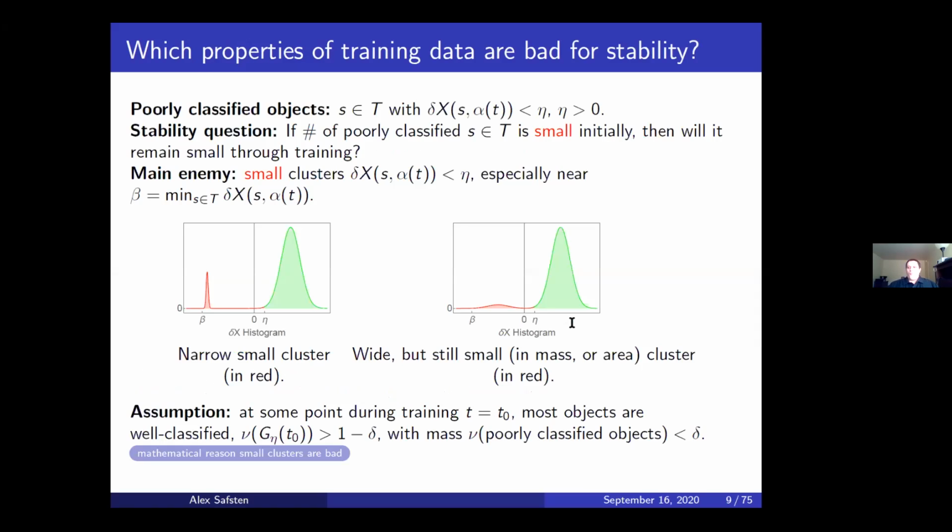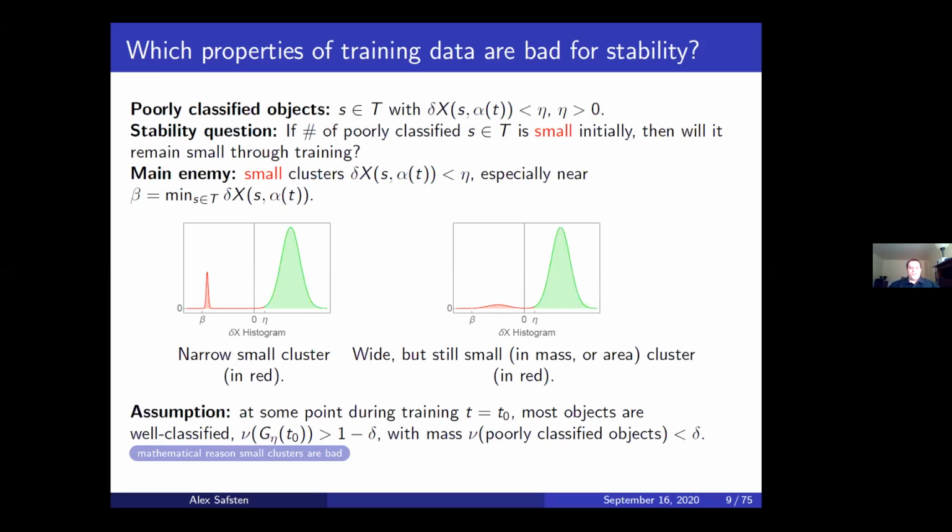So now we can explore what properties lead to bad stability or lead to instability, and then we can rule those properties out, and then we have stability. So we'll use the term poorly classified objects to mean those objects that have delta X less than eta. So our main question of stability is if we start with some small number of poorly classified objects, then will that number remain small as we train? And the main enemy here will be small clusters of delta X values that are less than eta, especially those near what we'll call beta, the minimum delta X value.